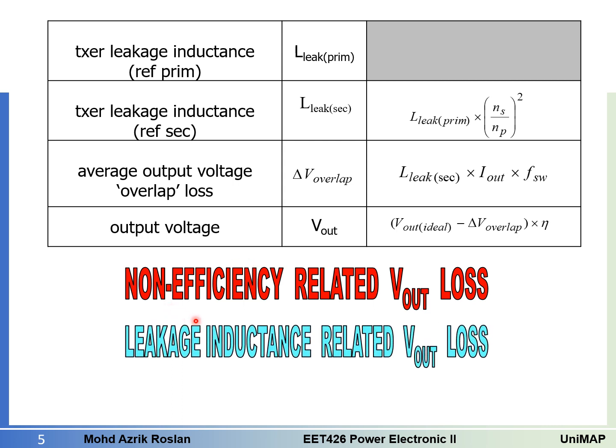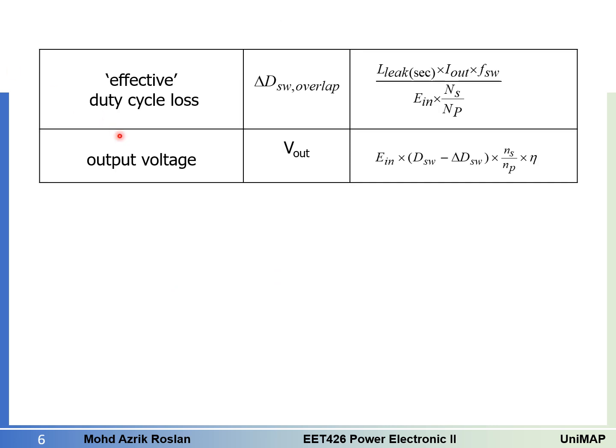As I mentioned, this is the losses due to the leakage inductance. And this is the continuation of that: the final output voltage that we can get after the reduction of the output voltage due to the leakage inductance. All of these have their own equation.